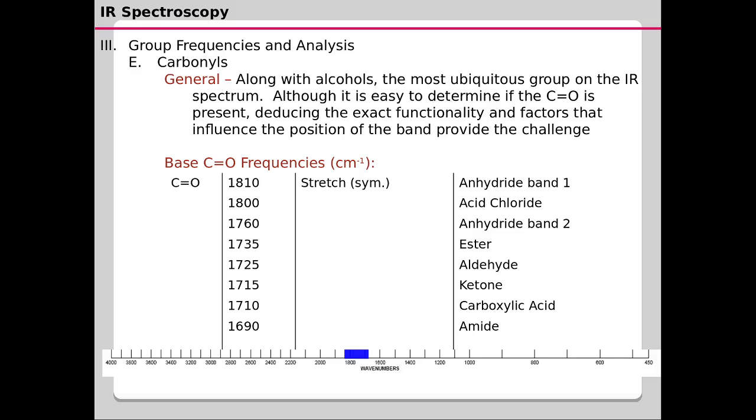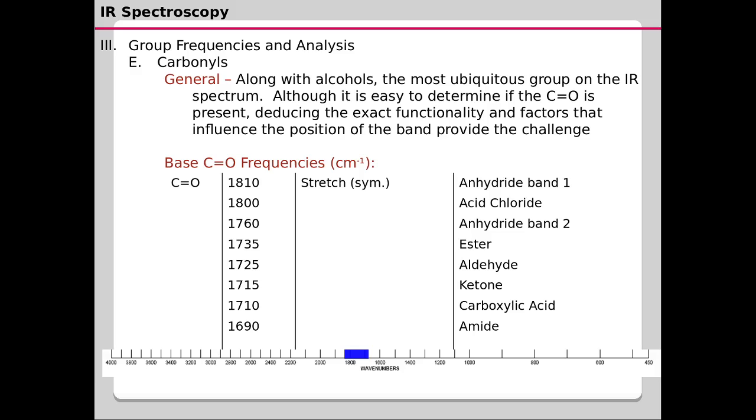Okay, and for acid anhydride, there are two types of bands. There is a pair of bands, and the first band comes at a higher frequency, around 1810 centimeter inverse, and the second band comes at a frequency of around 1760 centimeter inverse. Whereas for acid chloride, the carbonyl stretching vibration appears at around 1800 centimeter inverse, and in ester, the carbonyl vibrational frequency is at 1735 centimeter inverse.